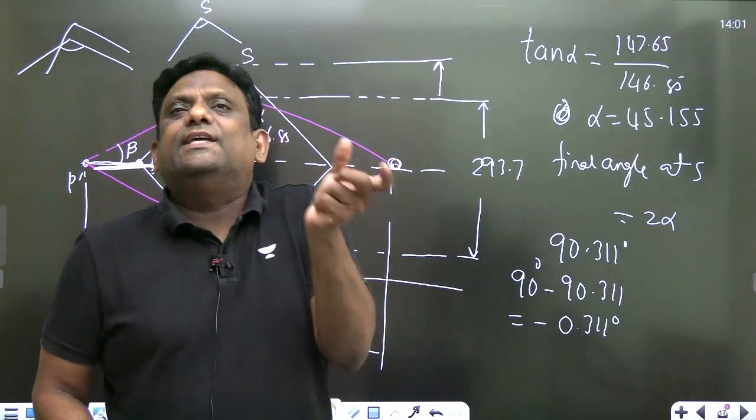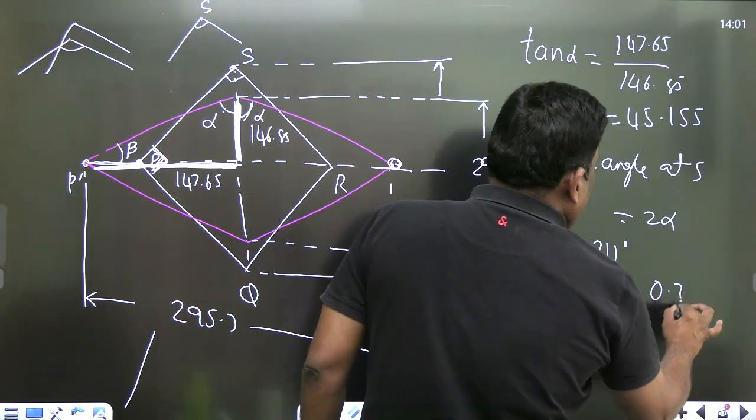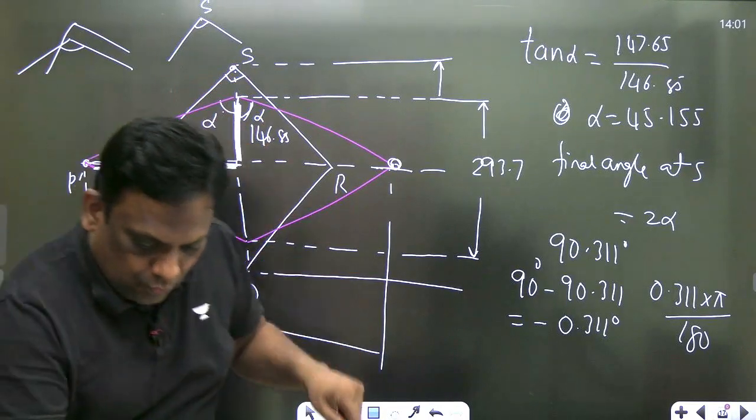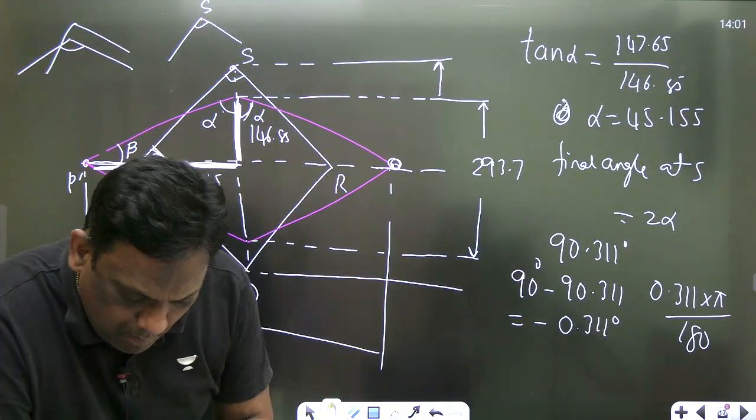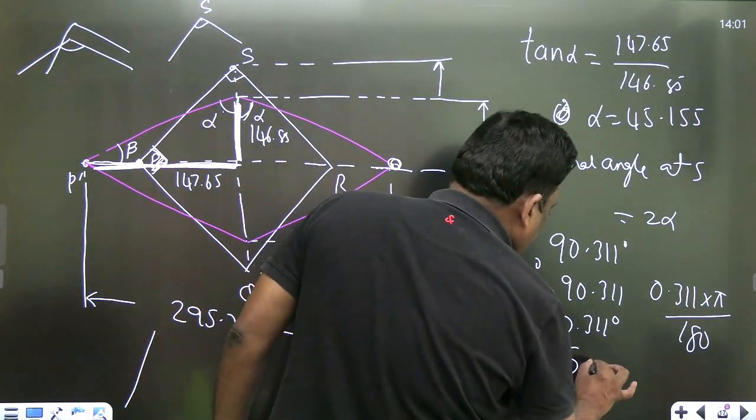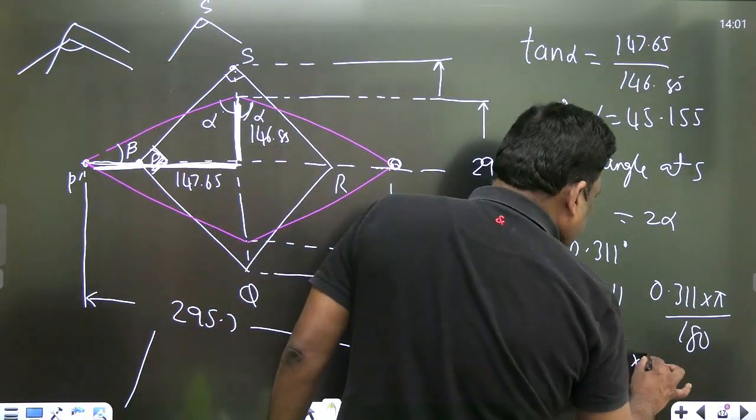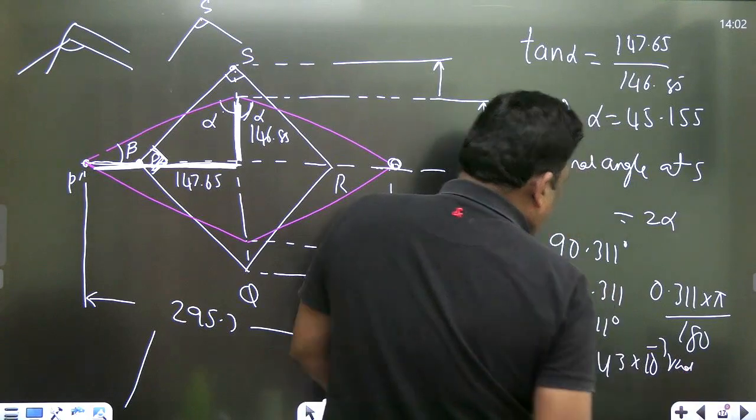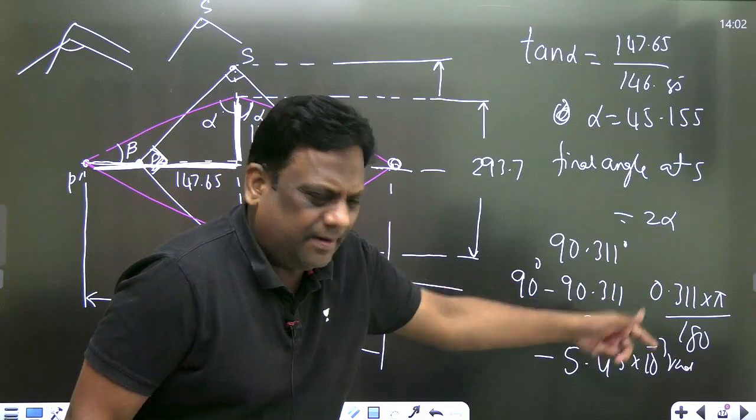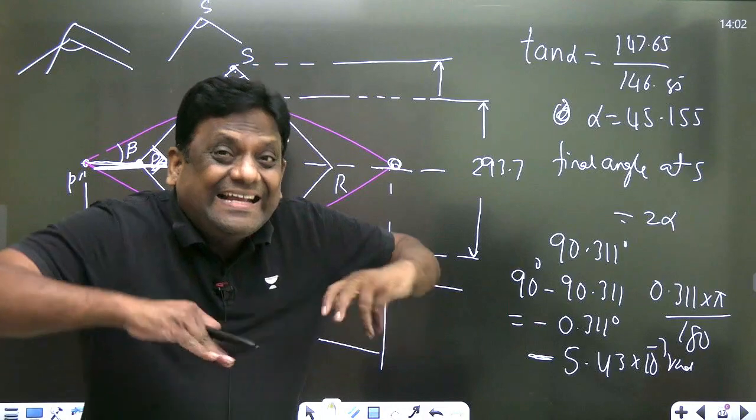So 180 degree is pi radian. So 0.311 is how much? So multiply 0.311 into pi by 180. So that will be shear strain at point S. तो ये आ रहा है सर. It is -5.433 into 10 power minus 3 radian, or 0.00543 but negative. What does negative sign show? Increase in angle.